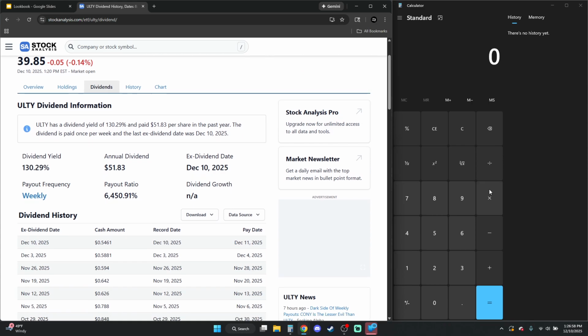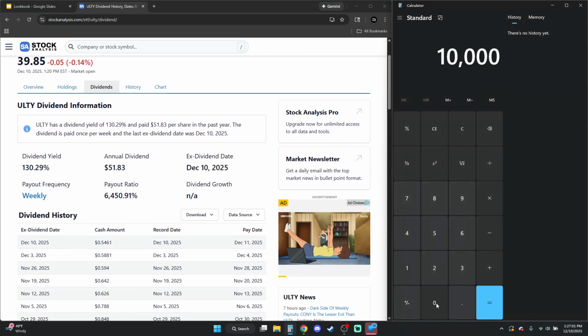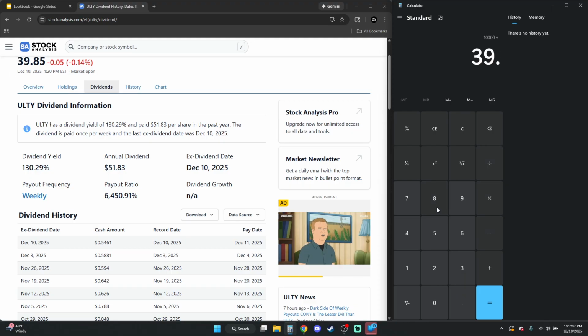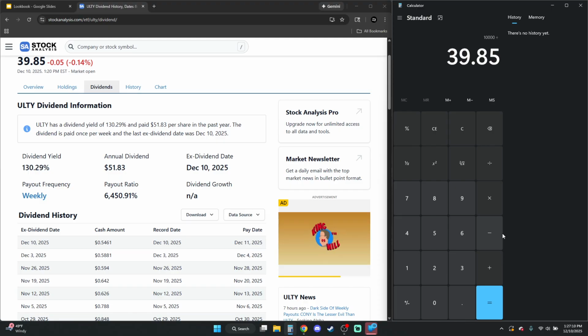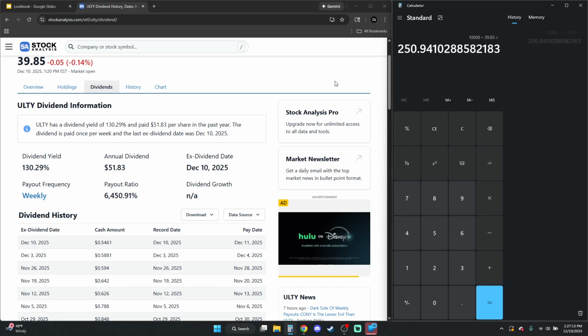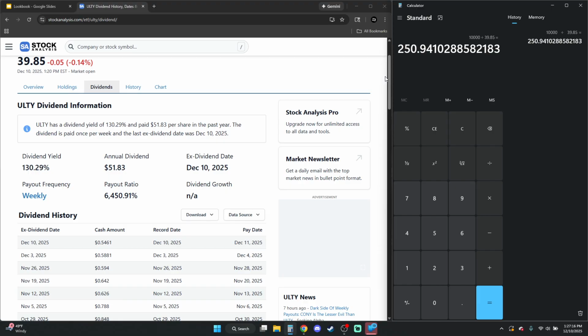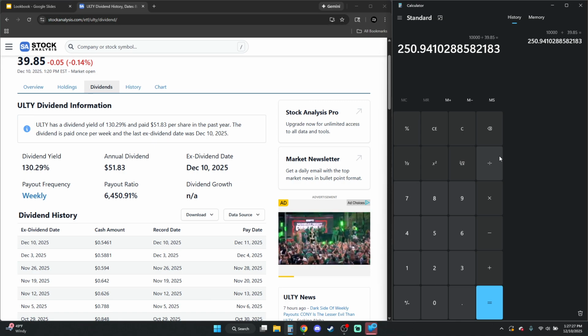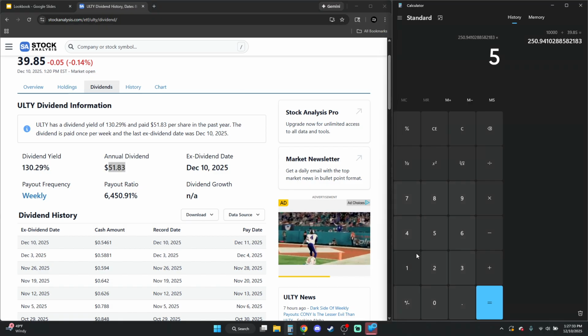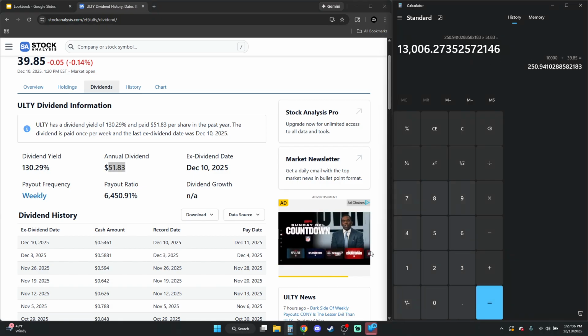We're going to use $10,000 for an example. So we're going to take $10,000. We're going to divide that by 39.85, which is how much it costs. So if you were to put $10,000 in right now, you will own 250 shares, all right? And you could buy this stock partially, so I believe the minimum would be $1 into the stock if you were to start right now, and you would end up with 250 shares. And then we're going to multiply that number with the annual dividend, which is 51.83. You would make $13,000 extra in a year.